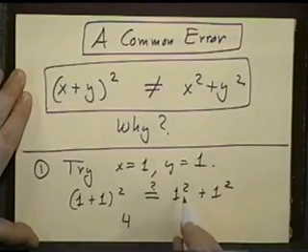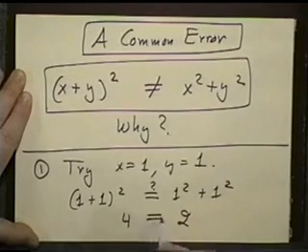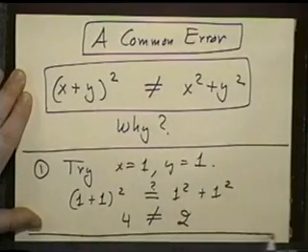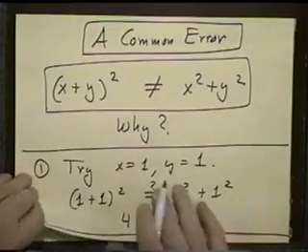What do you get over here? 1 squared is 1. 1 squared is 1. Add them, you get 2. Those are not the same number. So if this doesn't work for easy numbers like 1s, then you suspect it's probably not true. But I'm not going to let that convince you. I'm going to do more.